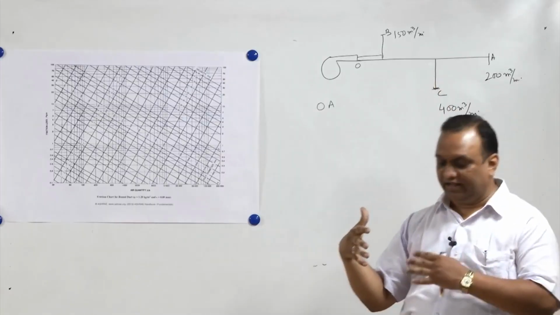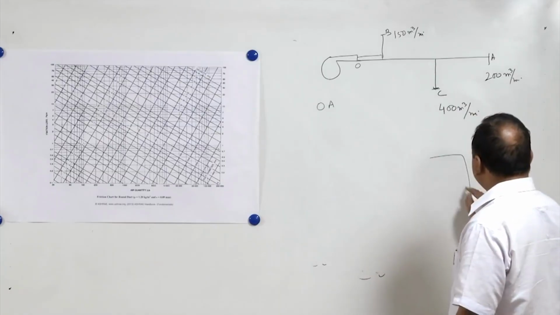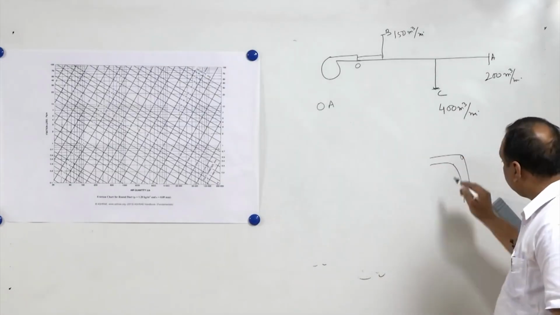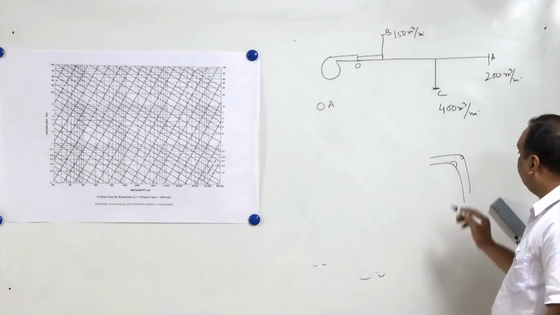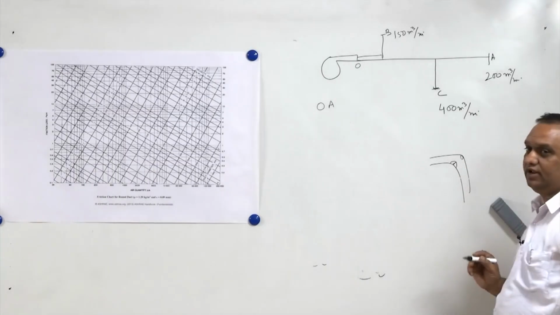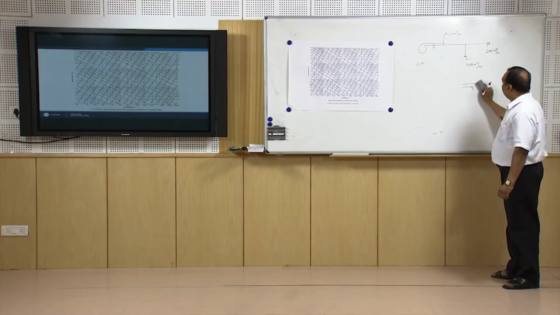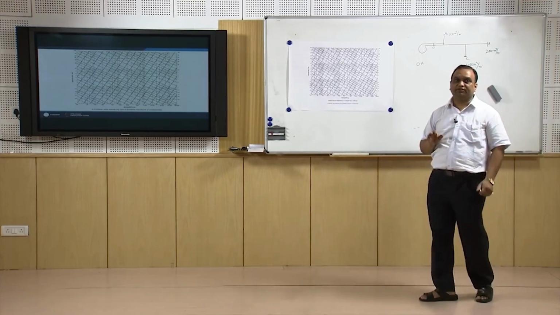Some stale air, some dead air remains in the corners of the duct. Suppose there is a sharp turn. So in the corners of the duct some stale air may remain, and this may provide grounds for the development of microorganisms, which is not desired. So some minimum velocity in the duct has to be maintained.